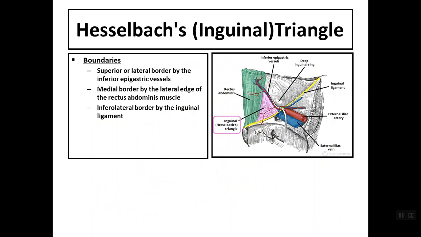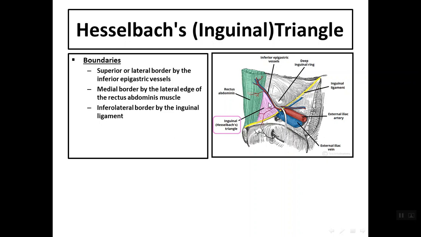We have an important item that is called the Hesselbach or inguinal triangle. This triangle is bounded superiorly and laterally by the inferior epigastric artery or vessel, medially by the lateral edge of the rectus abdominis muscle, and inferiorly by the inguinal ligament.